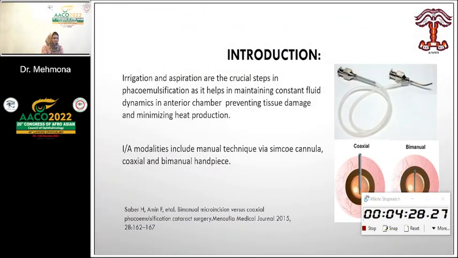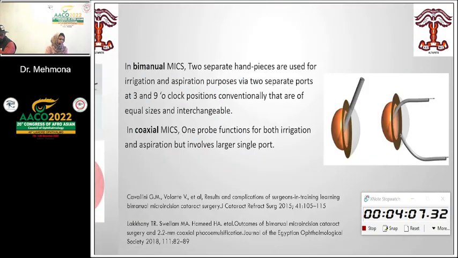Starting with the introduction, irrigation and aspiration are crucial steps in phacoemulsification, as they help in maintaining constant fluid dynamics in the anterior chamber, preventing tissue damage and minimizing heat production. Irrigation aspiration modalities basically include the manual technique via Simcoe cannula, and coaxial and bimanual handpieces.